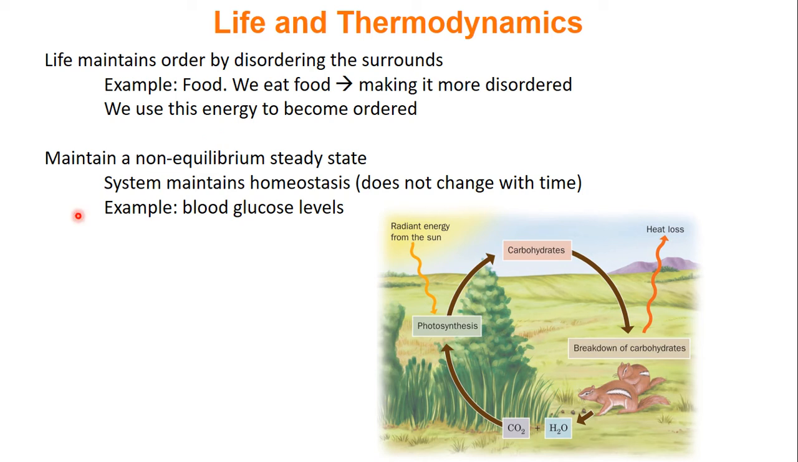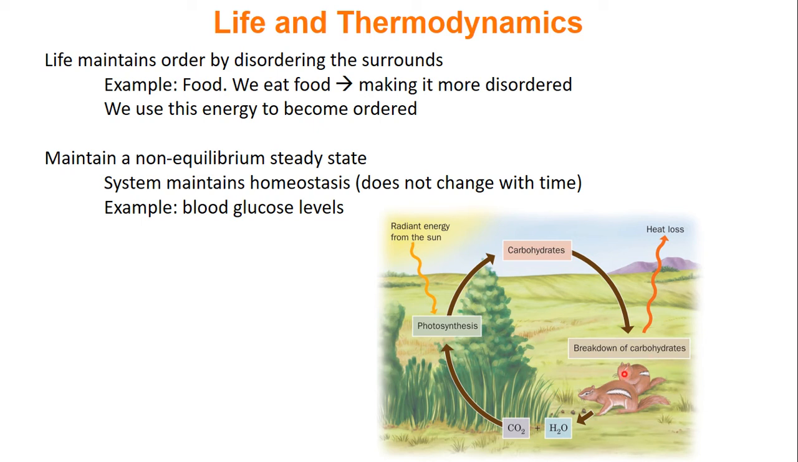And we are not at equilibrium, but we're in a steady state. That means that the concentration of the things inside our cells don't really change at all. They're at a constant level, and this is called homeostasis. A good example is blood glucose level. And we are constantly giving off energy, and we're giving off substances to the environment. So we're an open system.